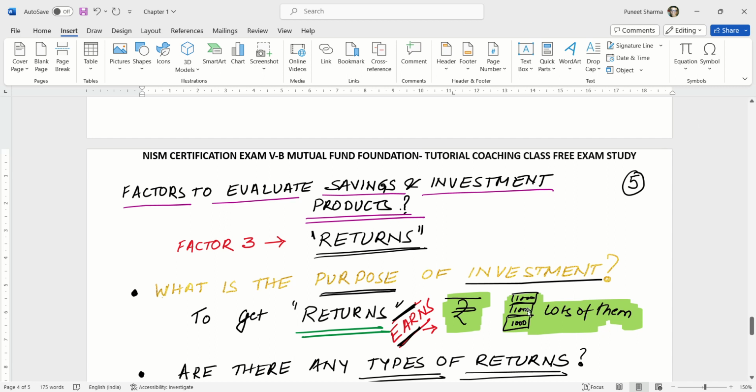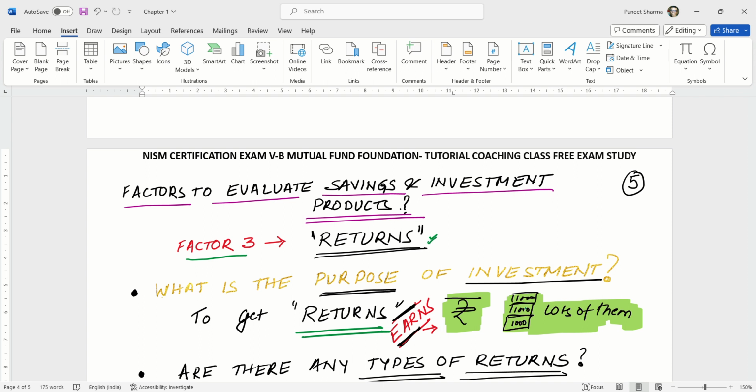This is again a video on NISM certification exam 5B Mutual Fund Foundation. This is video 5, and here we are discussing factors to evaluate savings and investment products. The factor which we are going to discuss here is factor 3, which is returns.